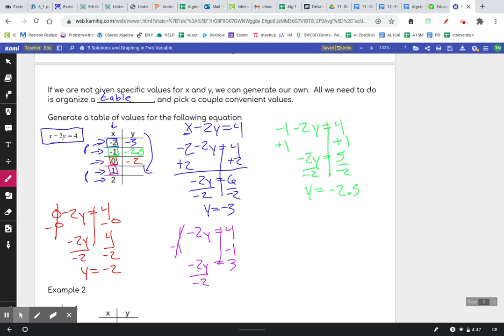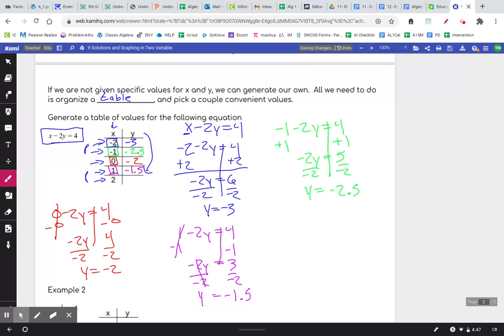Divide by -2. Divide by -2. -2 divided by -2 is 1. So I have 1y equals 3 divided by -2, which is a fraction. It's not going to give us a nice whole integer, but I know that that's -1.5. So our fourth solution on this would be when I plugged in a 1, I got -1.5.